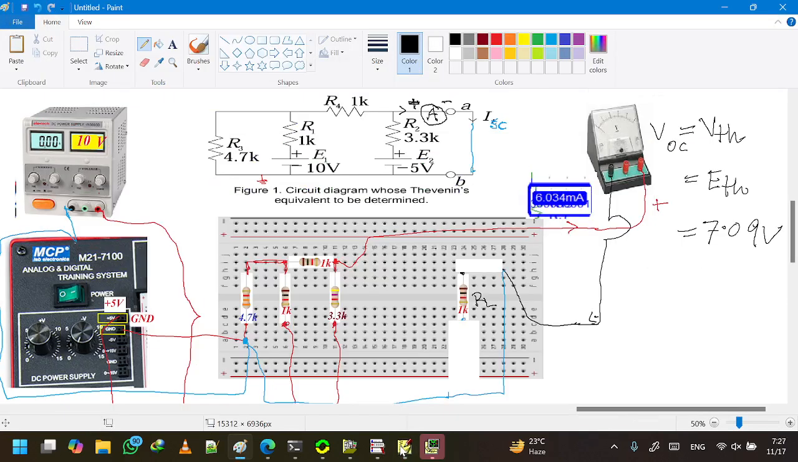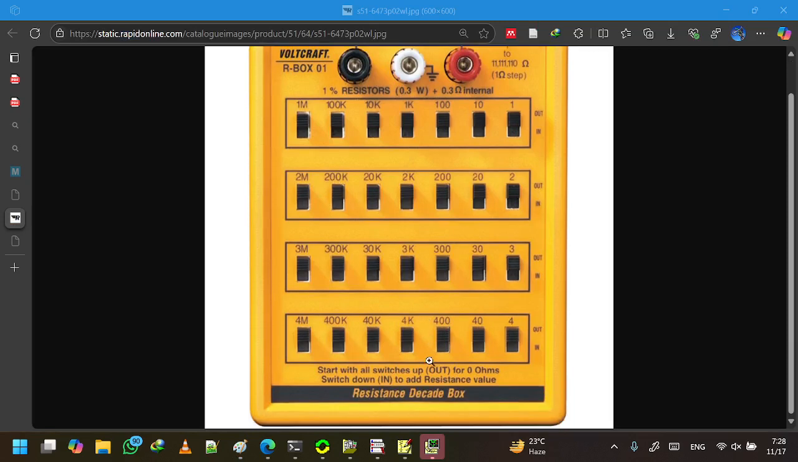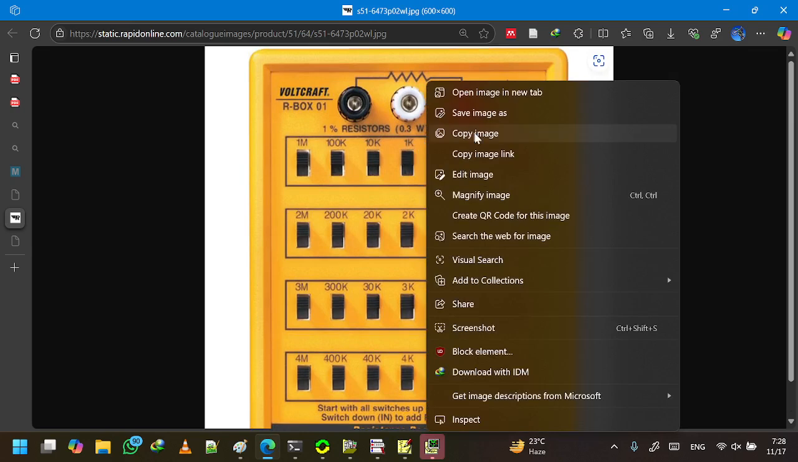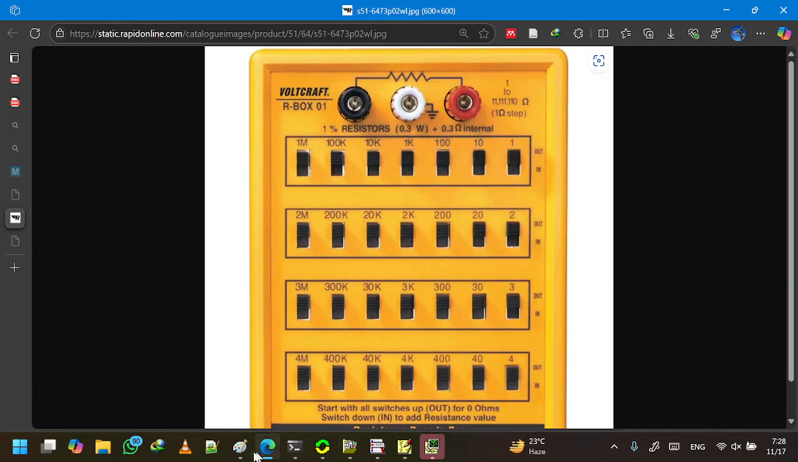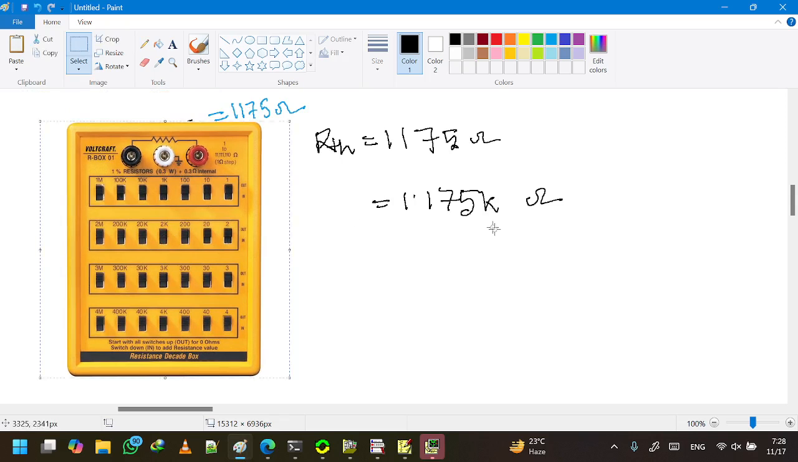So right now our job is to see if the Thevenin circuit is okay or not. For this, we need to get introduced to a new device, which is called the decade resistance box, which is basically a tool to create any value of resistance. So any value of resistance can be created with this one.